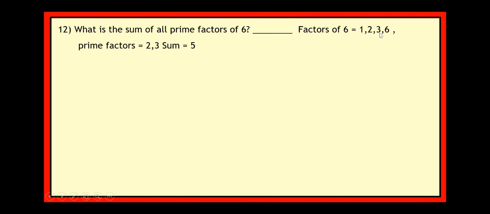So the prime numbers are 2 and 3. And if you find the sum of 2 and 3, what is 2 plus 3? 5. Therefore the answer is, what is the sum of all prime factors of 6? The answer is 5.